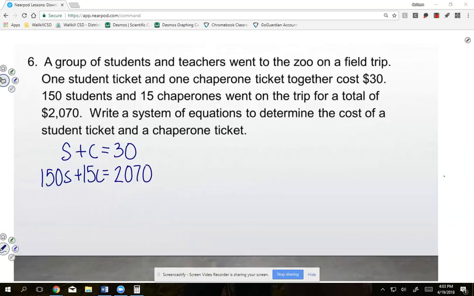Now we need to start eliminating. Since we have both 1s for S and C, it makes more sense to multiply by 15, so we have smaller numbers to work with. So we multiply the top equation by -15. -15S minus 15C equals -450. Bring over the second equation.